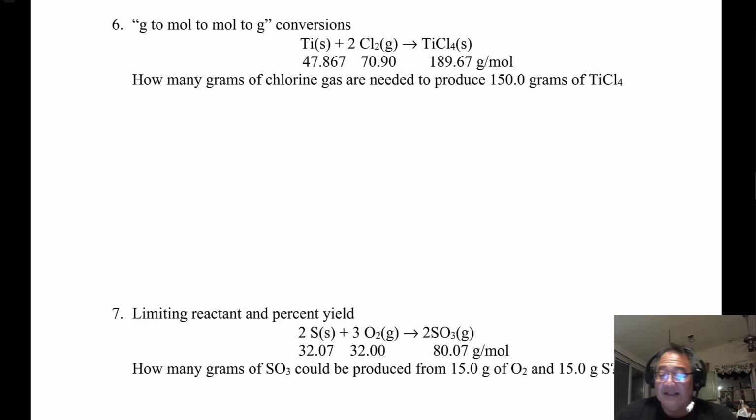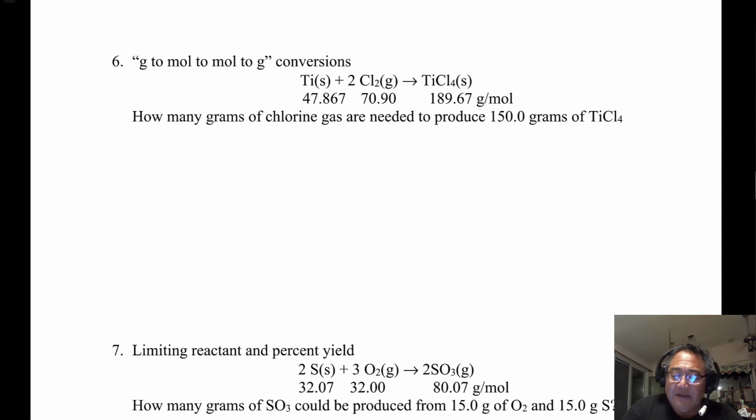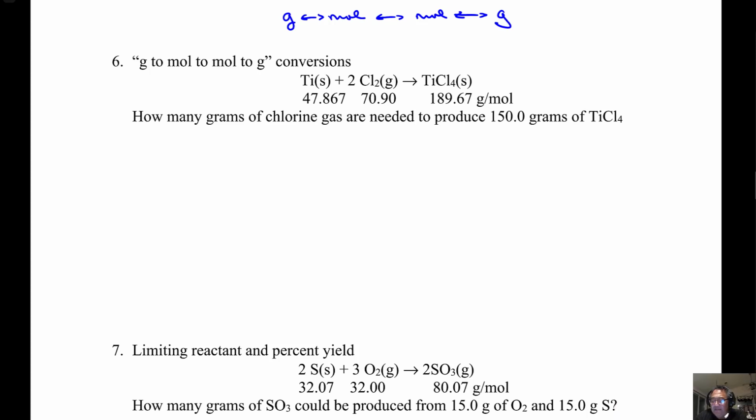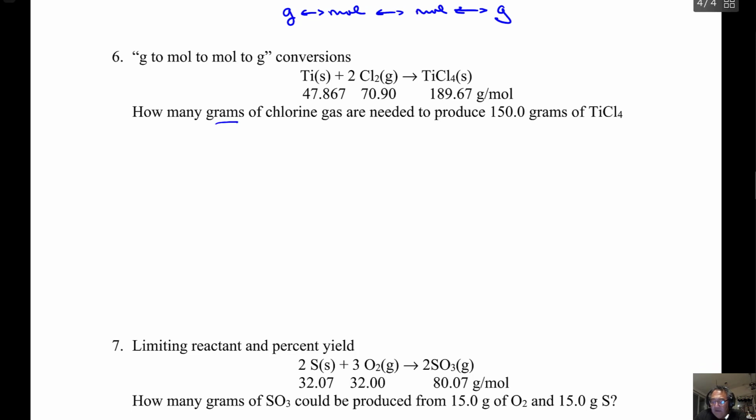Okay, so this last section is how to go from grams to moles to moles to grams. So oftentimes you see it written like this. And really it's just a different kind of problem solving that you can do, right? So in this particular problem, you're asked to find the grams of chlorine gas that are needed to produce 150 grams of titanium 4 chloride.